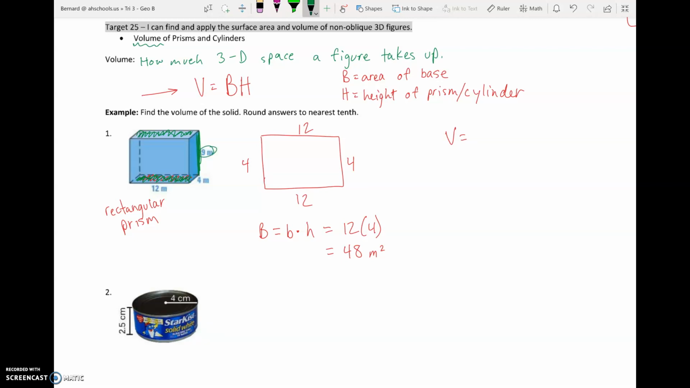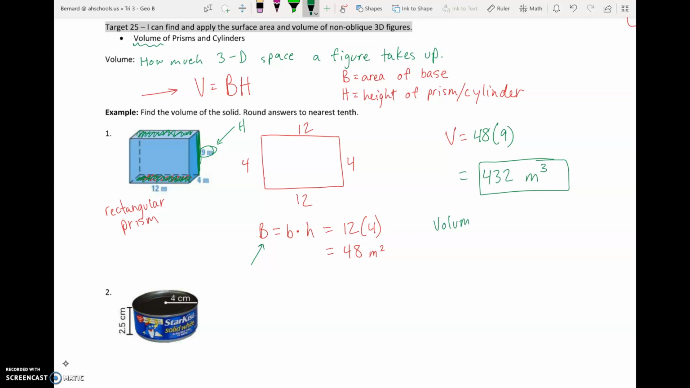And so if we want to find the volume, that 9 is our h. And remember, we just found big B down here. And so our volume will be 48 times 9. And when we do 48 times 9, we get 432 meters. And this time it's to the third power, meters cubed or cubic meters.